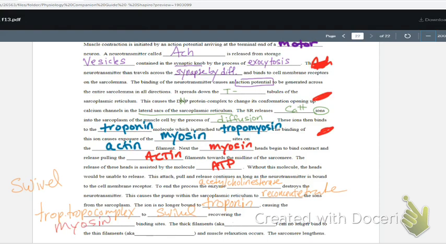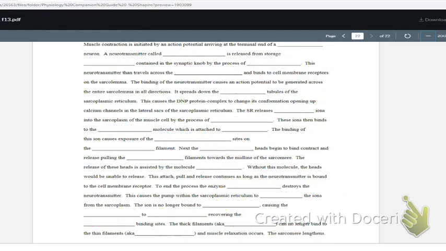And the thick filament myosin, if its binding sites are covered, can no longer bind to the thin filaments, or actin, and that is going to cause our sarcomere to release, and finally we get a lengthening of our sarcomere. So, there you have it. I think that's kind of the end.